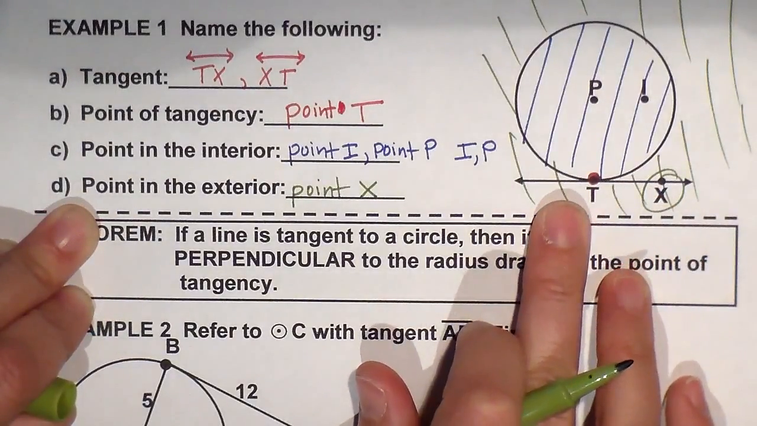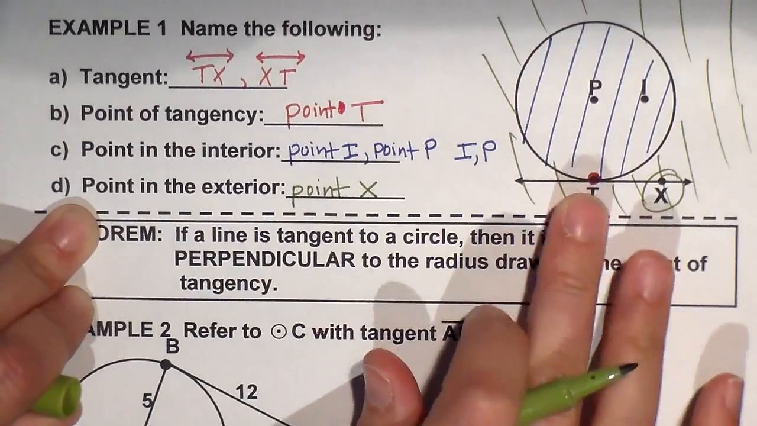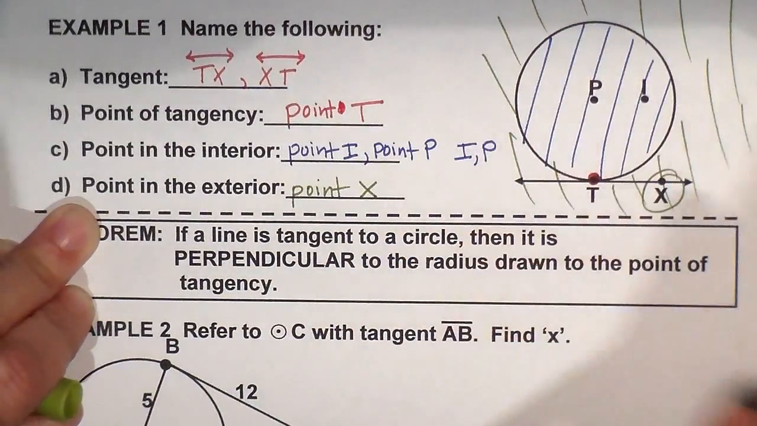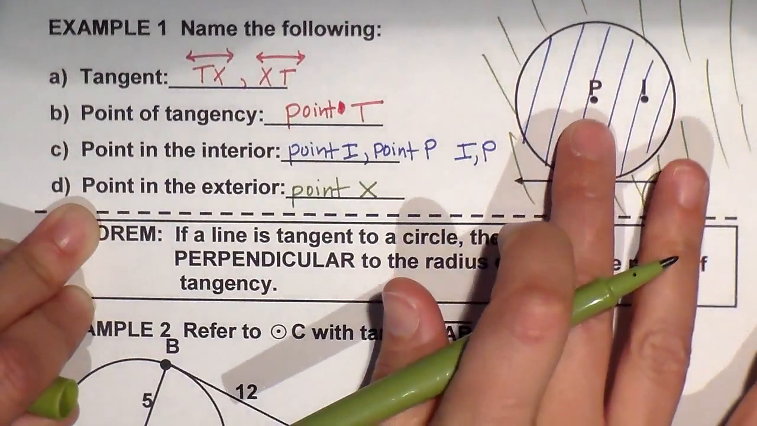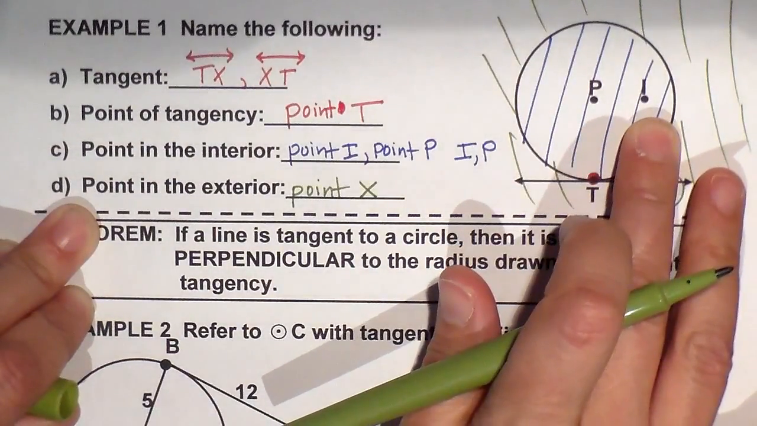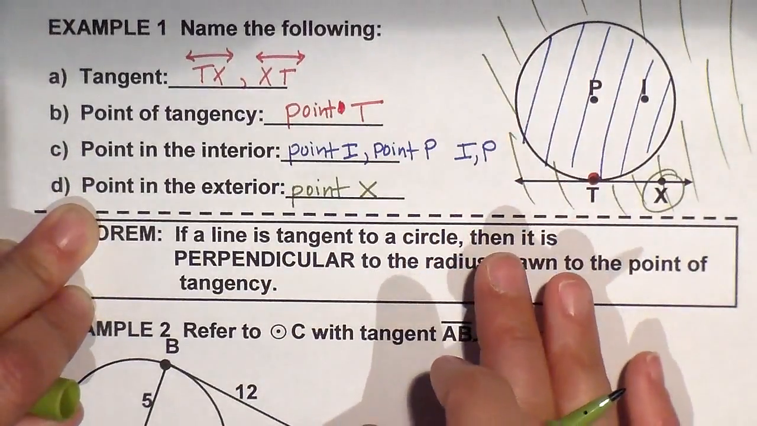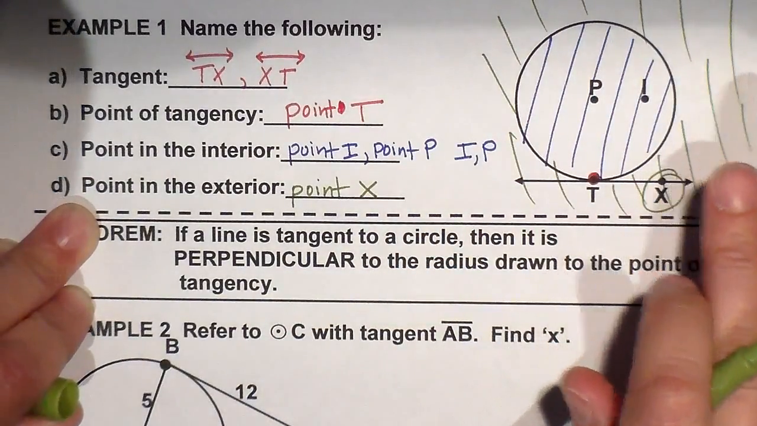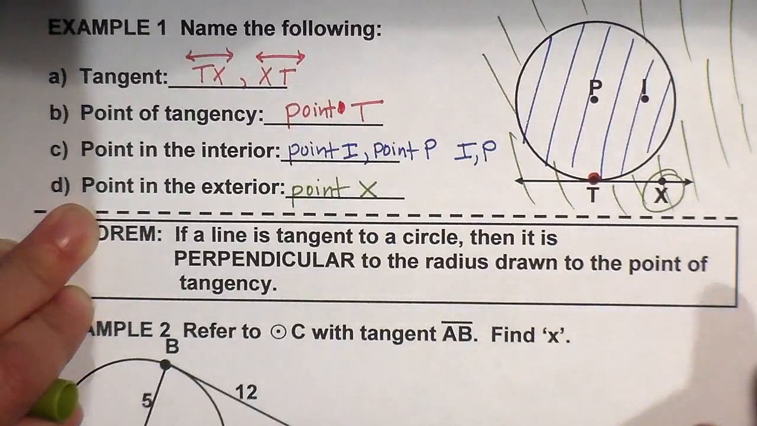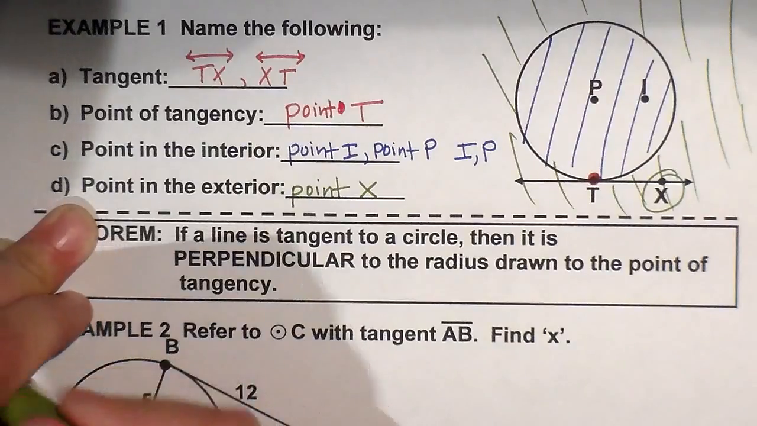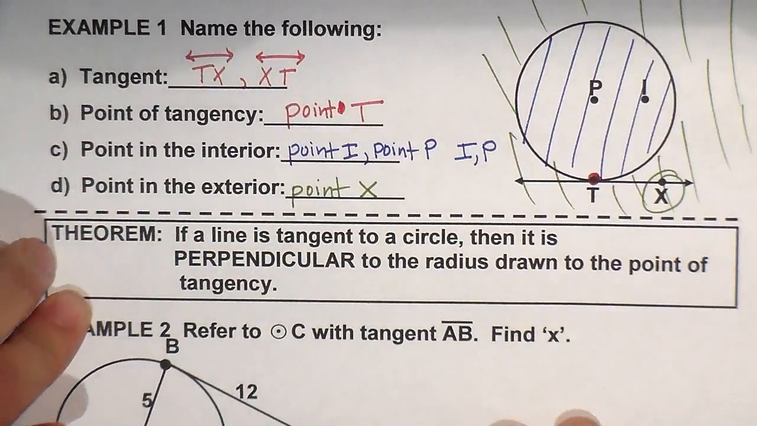Now point X is exterior. Why is point T not exterior? Well, point T is actually on the circle. Exterior means outside the circle. So whereas P and I, private investigator, that really wasn't funny, but I said it anyway, are inside the circle, point X is on the exterior of the circle. So T is on the circle. So this is the only one we have. So those are your interior and exterior points.